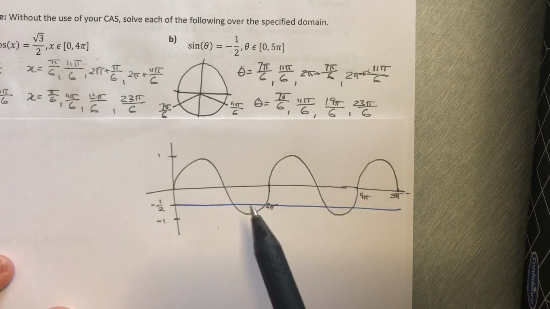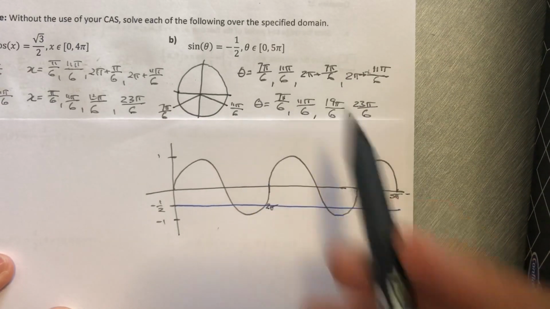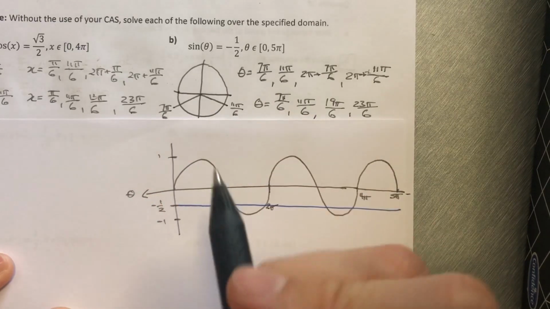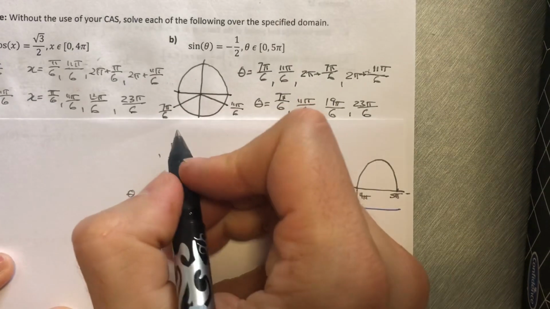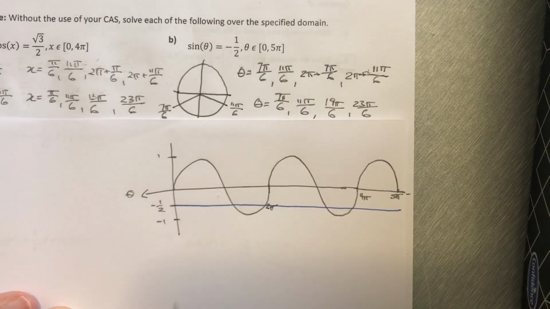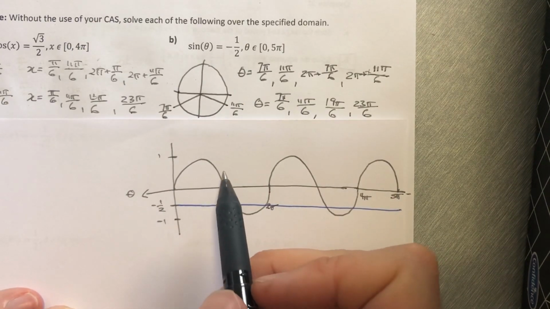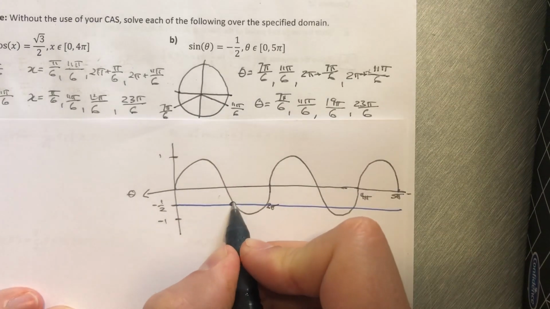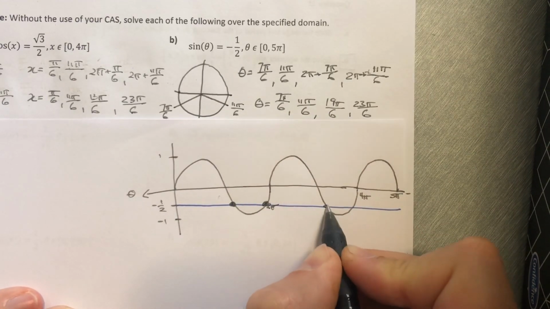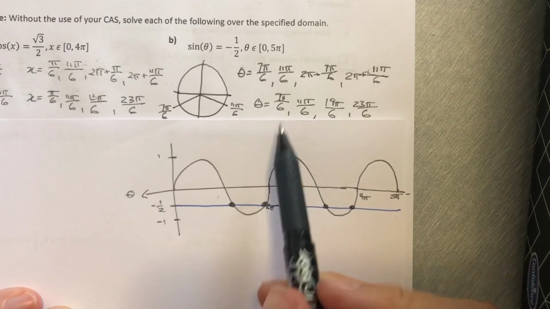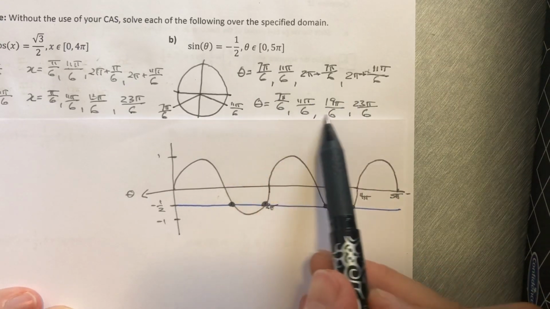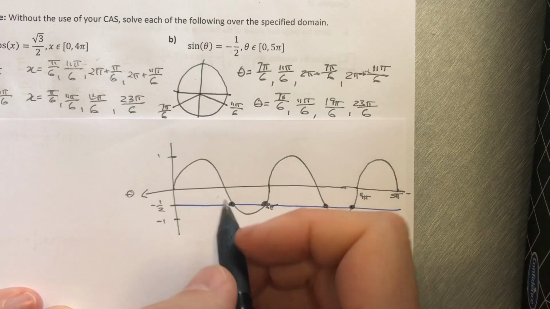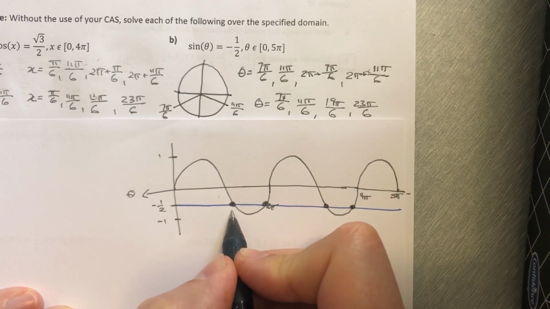Alright, now because this is theta, we're actually finding where our graph is hitting -1/2. So it's hitting here, isn't it? It's hitting here, it's hitting here, and it's hitting here. And these are actually the spots where it's hitting those lines. Okay, so this one here, that's our first solution.